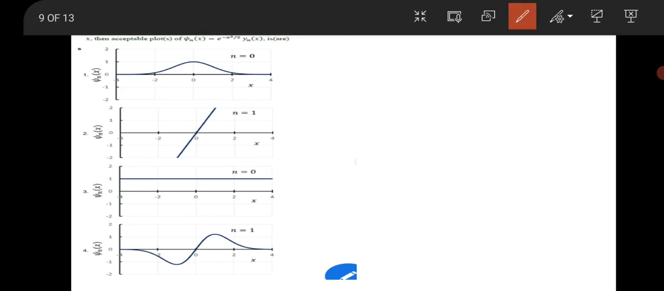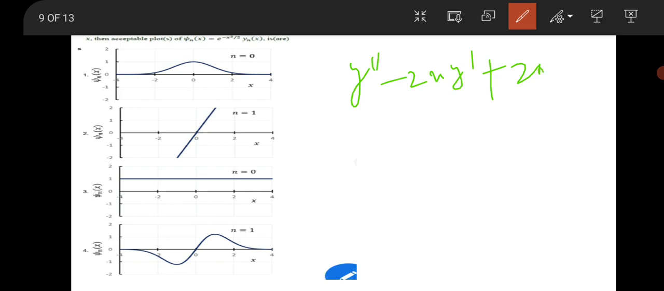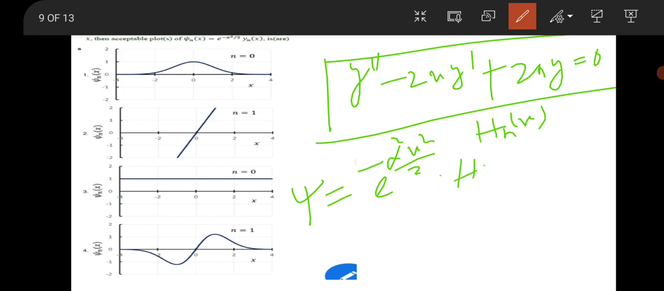The given equation is y'' - 2xy' + 2ny = 0. If I am not wrong, this is the so famous Hermite differential equation, and its solution is given by the Hermite polynomial, H_n(x). We use this concept in the quantum harmonic oscillator, and we get the wave function as e^(-alpha^2 x^2/2) times the Hermite polynomial function H_n(x).